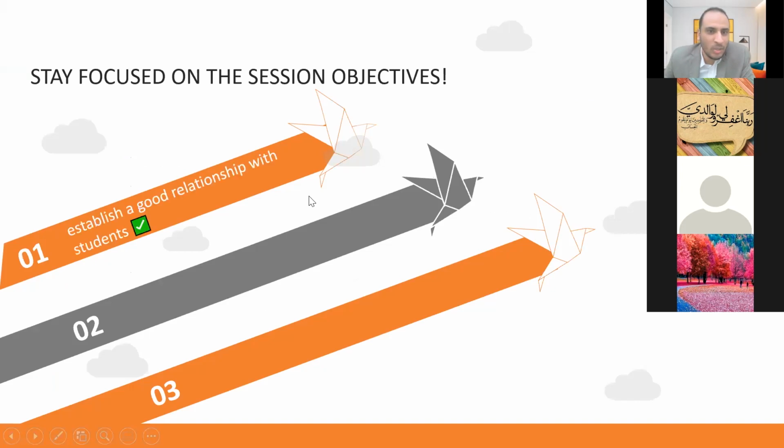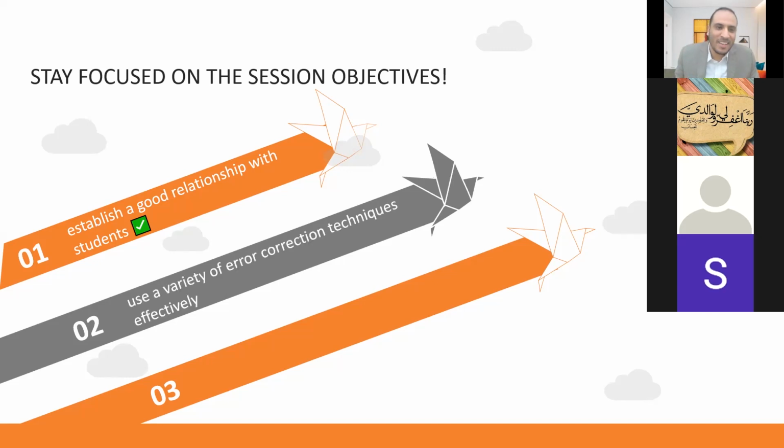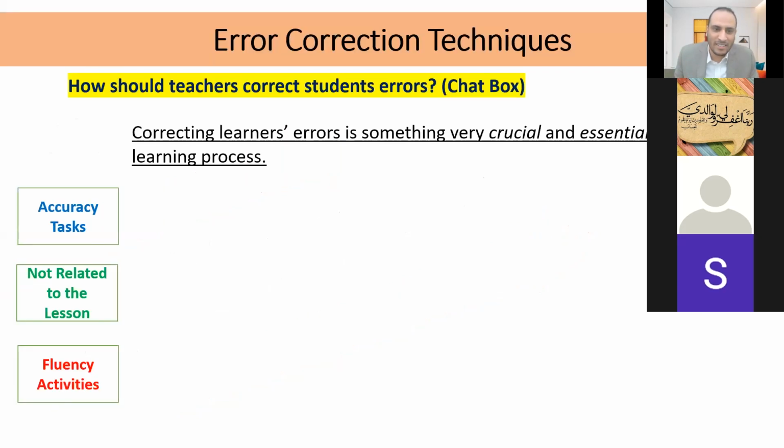Okay, wonderful. Now, did we achieve the first objective? Are we done with it? Yes. Fine. So what should we do now? Try to build a good relationship with our students by taking all these tips into consideration, right? What's the second objective? Does anyone remember? Error correction. Yes, error correction techniques.